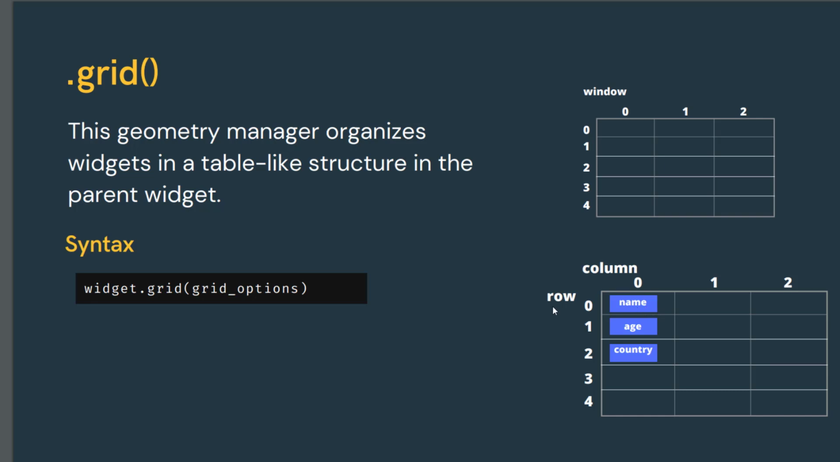So how to use grid? When we are using grid, you have to give two attributes, which are row and column. So this is the syntax: the name of the widget, dot grid, and you give the options here. Let's see in practice how it works.